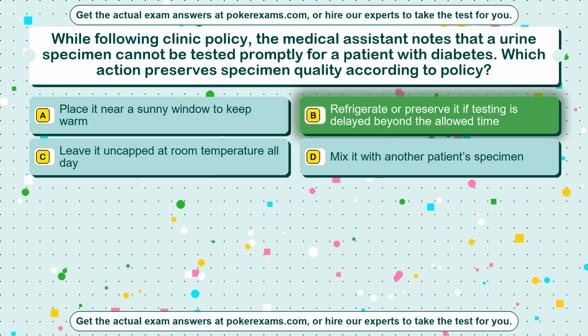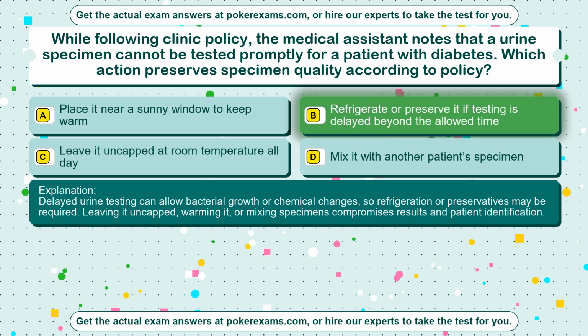The correct answer is option B, refrigerate or preserve it if testing is delayed beyond the allowed time. Delayed urine testing can allow bacterial growth or chemical changes, so refrigeration or preservatives may be required. Leaving it uncapped, warming it, or mixing specimens compromises results and patient identification.